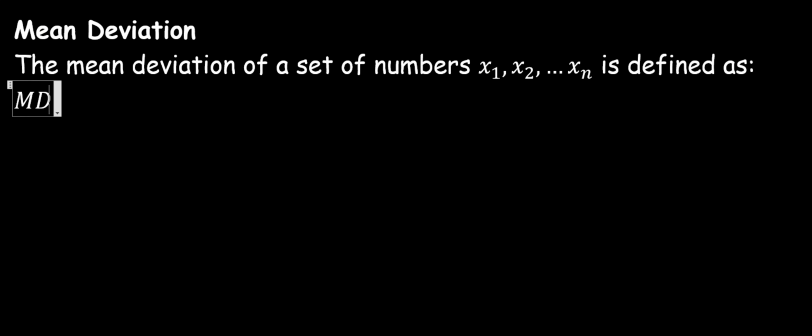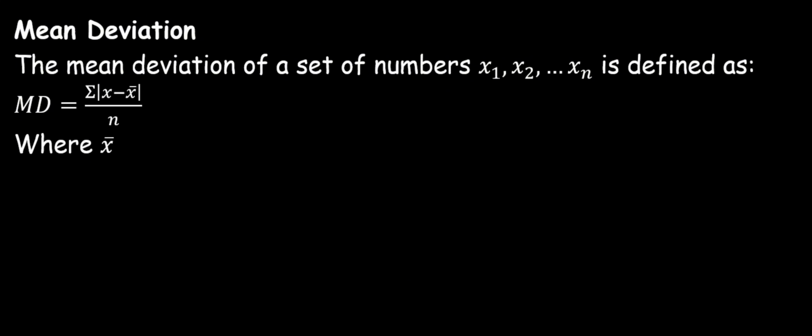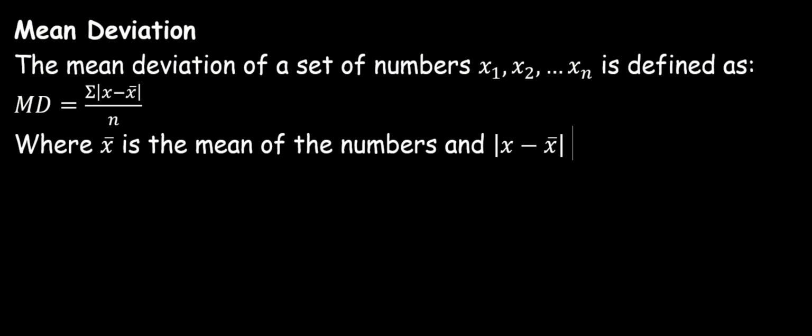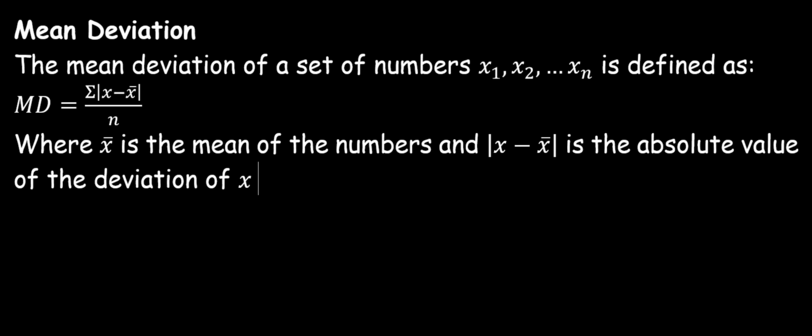The mean deviation of a set of numbers x1, x2, ..., xn is defined as MD, where MD is mean deviation, equals the summation of the absolute value of x minus x bar, all over n. The bars here denote absolute value, where x bar is the mean of the numbers, and |x minus x bar| is the absolute value of the deviation of x from the mean x bar.